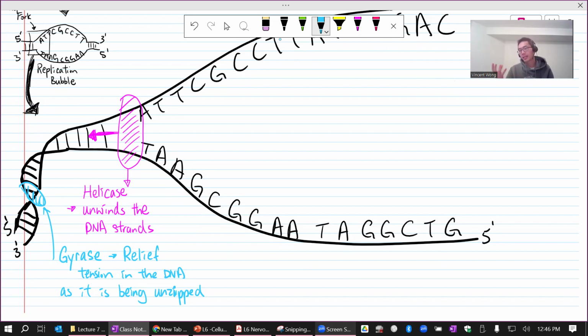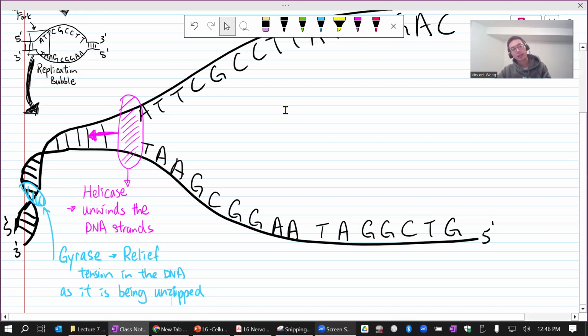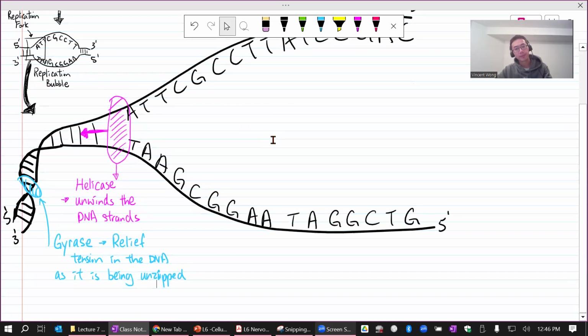So you don't want the DNA to be all tangled up and then break. So the gyrase is going to relieve the tension. You don't really have to know how it does that, but it breaks some of the covalent bonds that are holding the nucleotides together, and that relieves the tension. Okay, just stop me if you have questions.